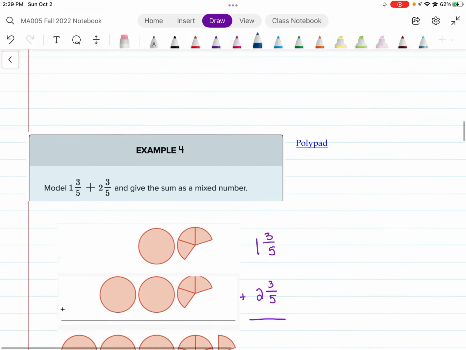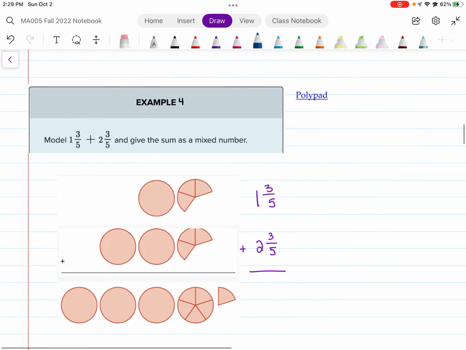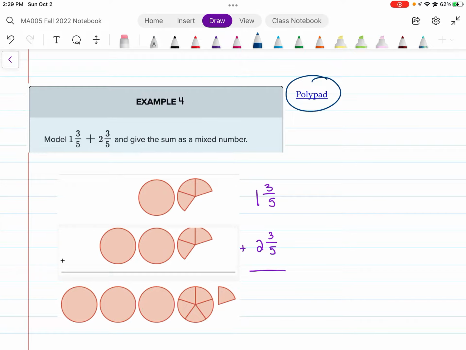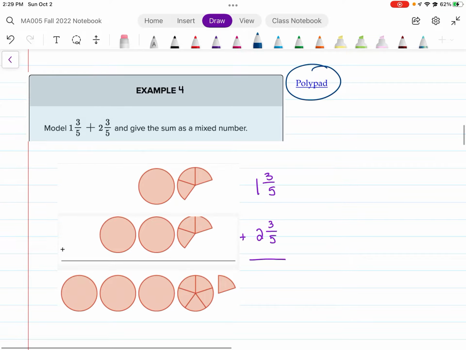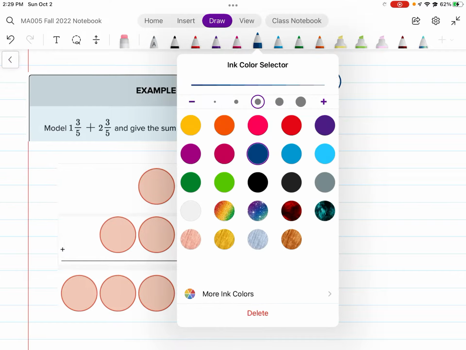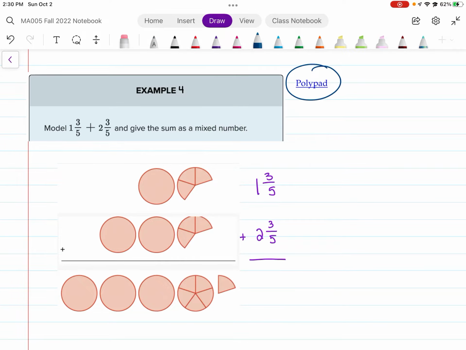All right, next one, example 4. And if you're using the OneNote, you can go to the PolyPad where I actually had made a bunch of these examples and play with more of these. So the first one is 1 3/5, and the second one is 2 3/5. So we end up with the 3 wholes coming from these up here. But then we end up with 1, 2, 3, 4, 5, 6 fifths, which means we've made another 1 right here.